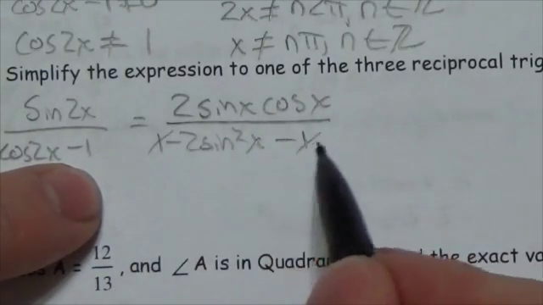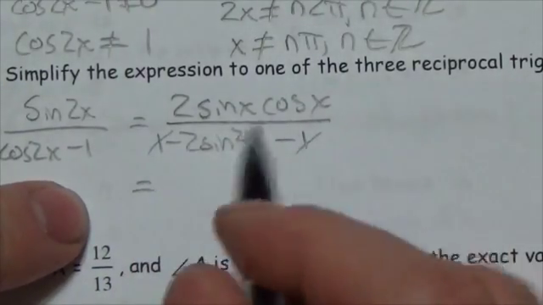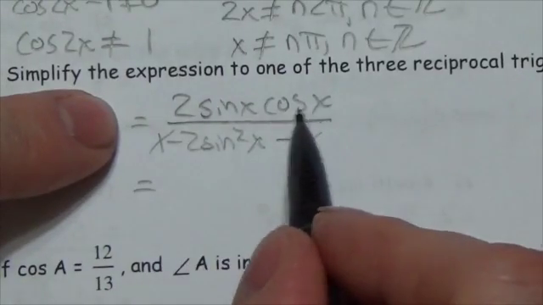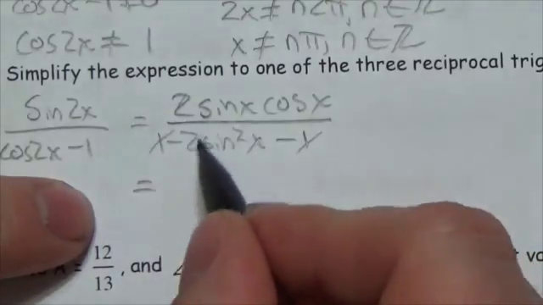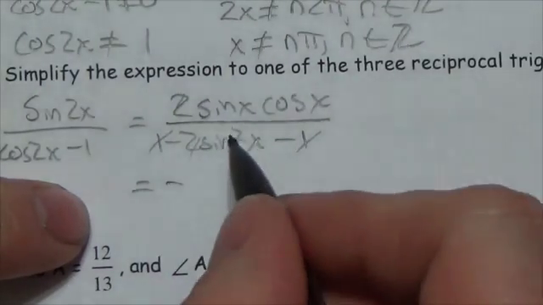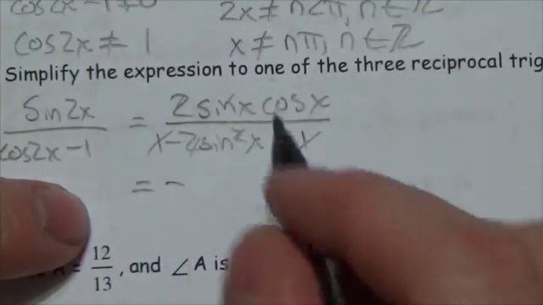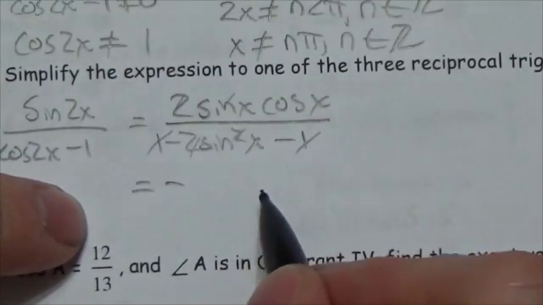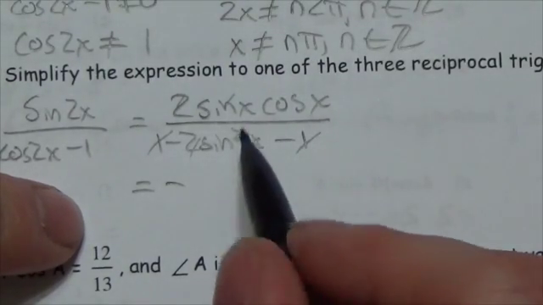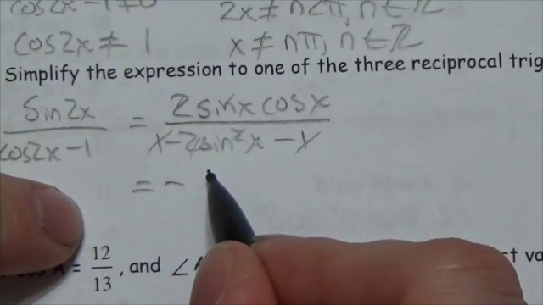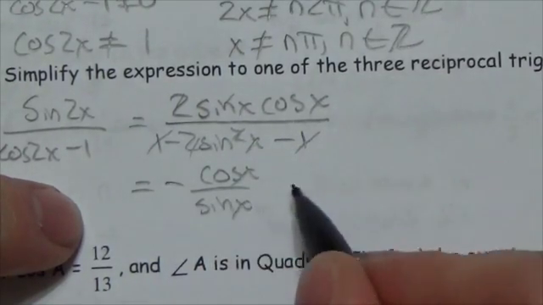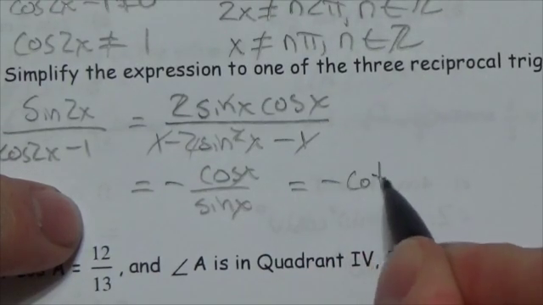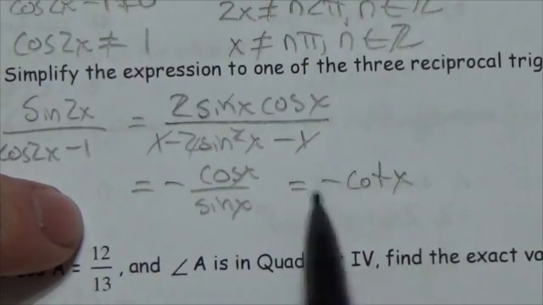Now, the ones will cancel, and now I'm left with 2 sine x cos x over negative 2 sine squared of x. So the 2's will cancel. It's still going to be negative. One of the sines will cancel, and I'm left with cosine of x over the sine of x, and that's just the negative cotangent of x. So that's what they wanted us to simplify it to.